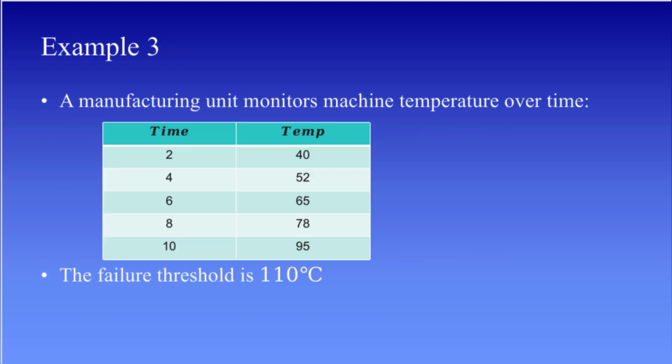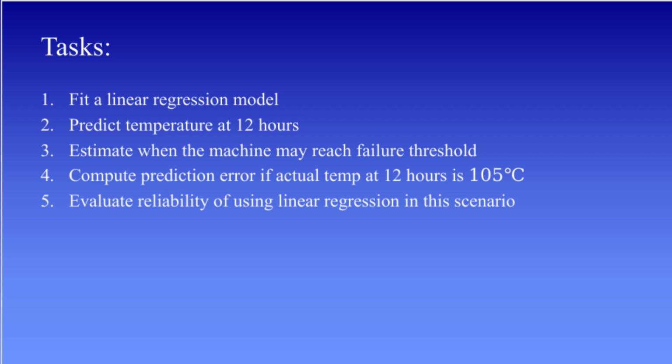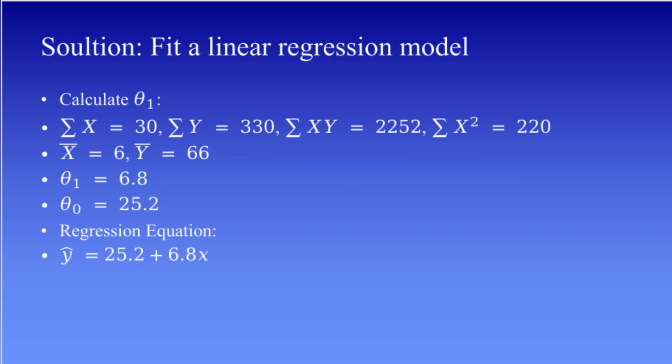Let us move to the next example. In this example, time is input and temperature is output. Failure threshold is mentioned as 110 degrees centigrade. These are the tasks that we need to find for this example. First, we need to fit the regression model.